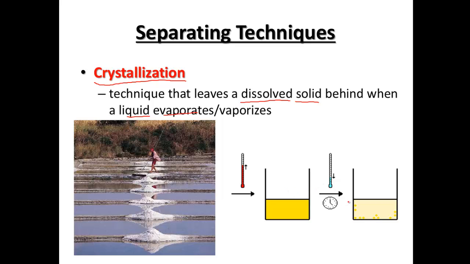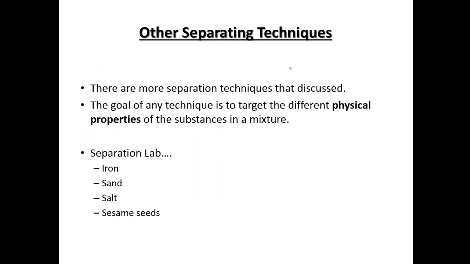Another example here, you can barely see on this side, maybe a good example would be rock candy. If you dissolve a lot of sugar in hot temperatures, as it begins to cool, you begin to form that rock candy solid around the side. So we get that solid precipitate being formed there. So crystallization technique: a solid is dissolved, and the solid is going to reappear when the liquid evaporates or vaporizes away.